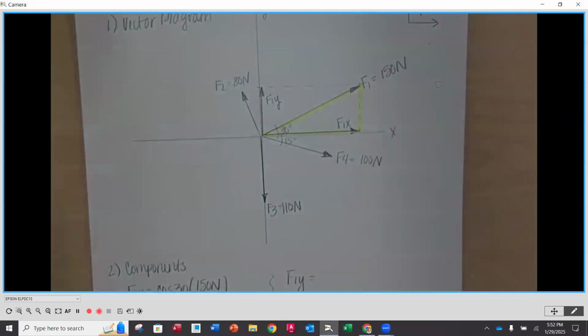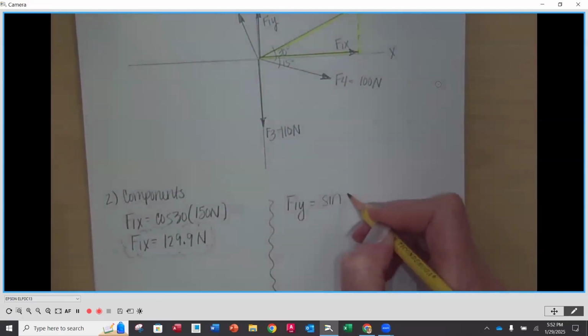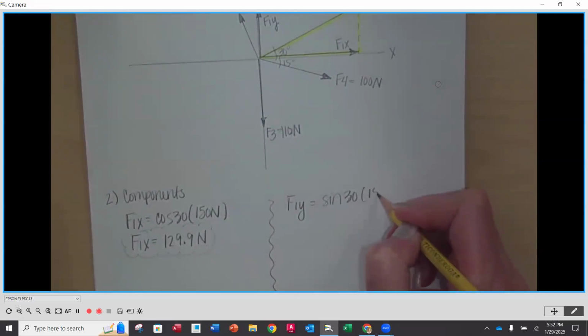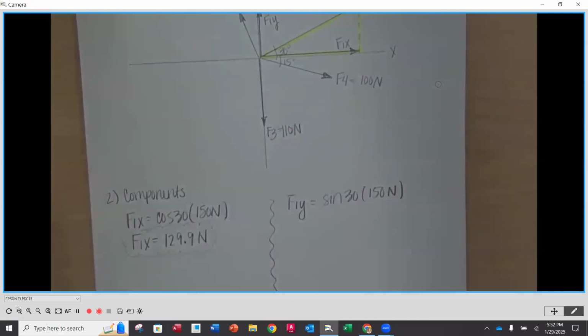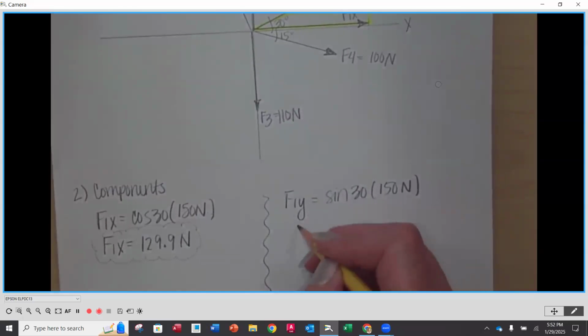Which function would I use? I heard the sine. Yes, that's exactly what we're going to use. So this is going to be sine of 30 degrees times our hypotenuse, which is 150 newtons. Include the newtons in all phases of the problem. So you put newtons in back of the 150 here. So now you're going to multiply that out. My F1Y, what do we get for that value?